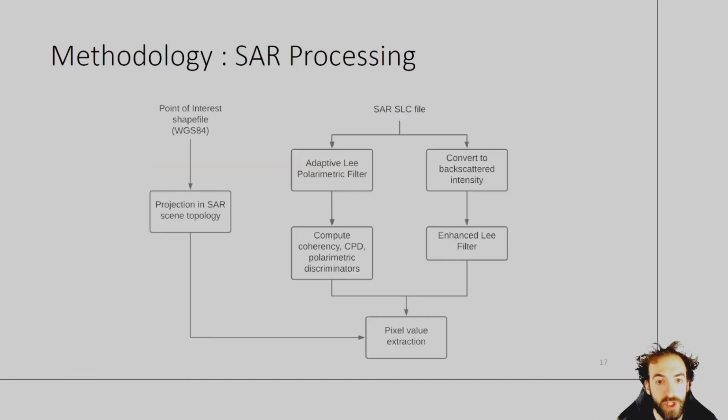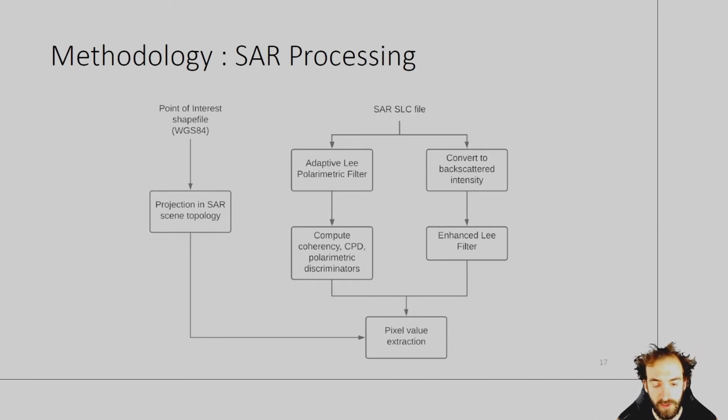So this is the methodology I put in place for the SAR processing. For the polarimetric analysis, I applied an adaptive Lee polarimetric filter for despeckling the image and doing some spatial averaging. And then I computed the coherency, copolar phase difference, and a few polarimetric discriminators. For the backscattered intensity analysis, I first converted the complex SAR image to backscattered intensity, and then I again applied an enhanced Lee filter to do some spatial averaging and despeckling.